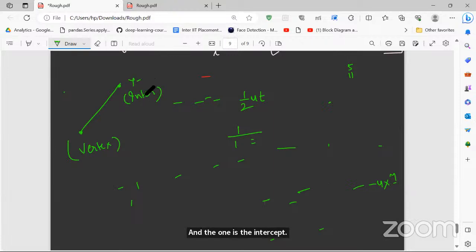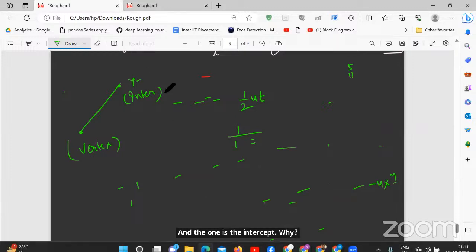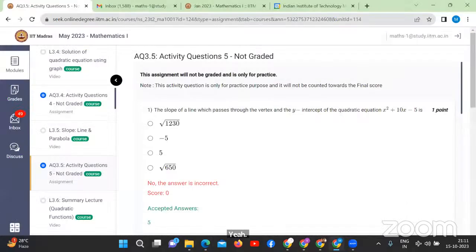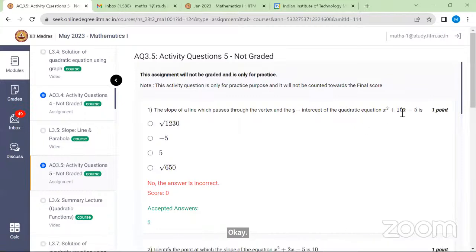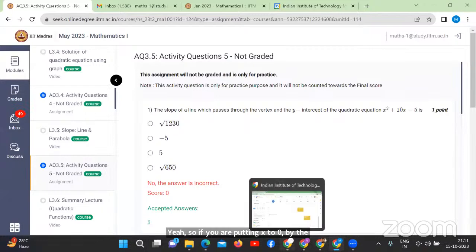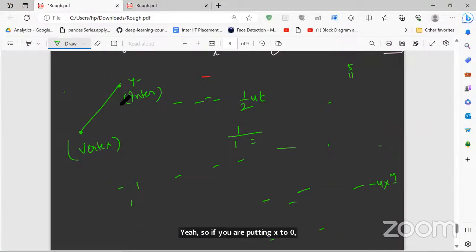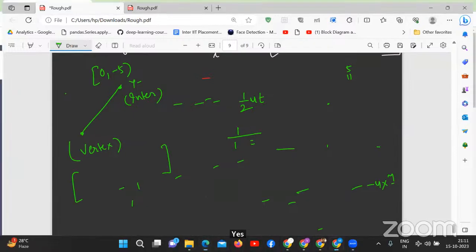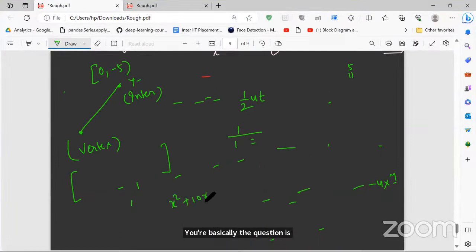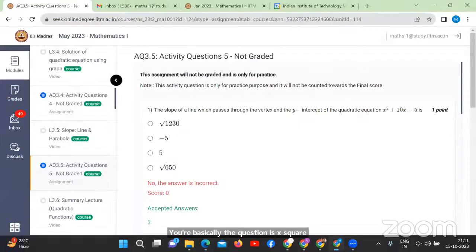How will you calculate the y-intercept? By putting the value x equals 0. If you put x equals 0, what value are you getting? Minus 5. So your 1 point is 0, -5. What is your other point? You can calculate the vertices. Your basic equation is x square plus 10x minus 5. This was your equation, right?